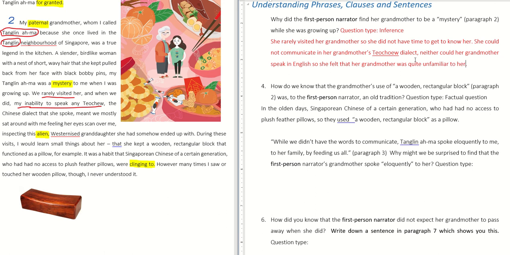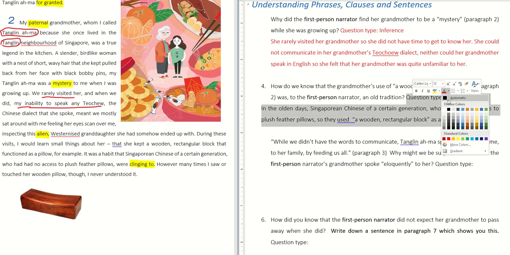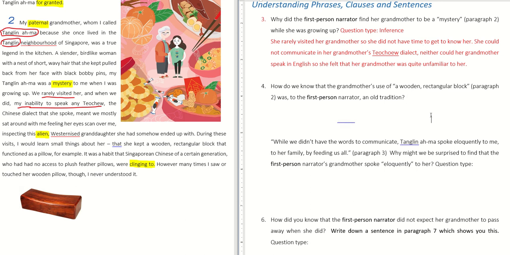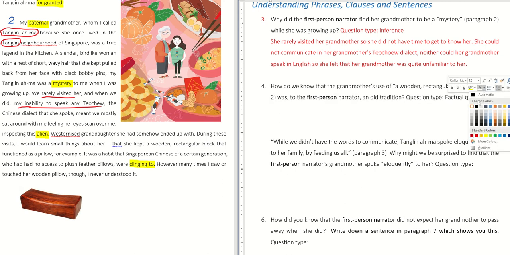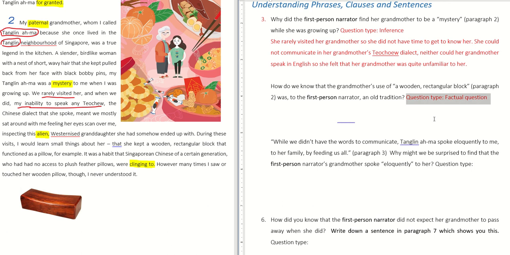How do we know that the grandmother's use of a wooden rectangular block was an old tradition? Sorry, let me blank out the answer first. How do we know that it was an old tradition? What type of question is this? It's a factual question. How do you know that?